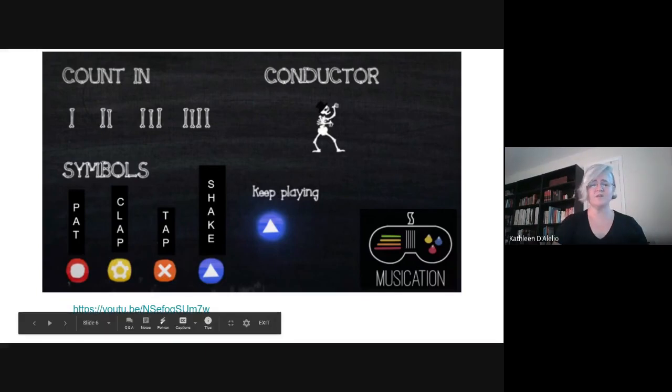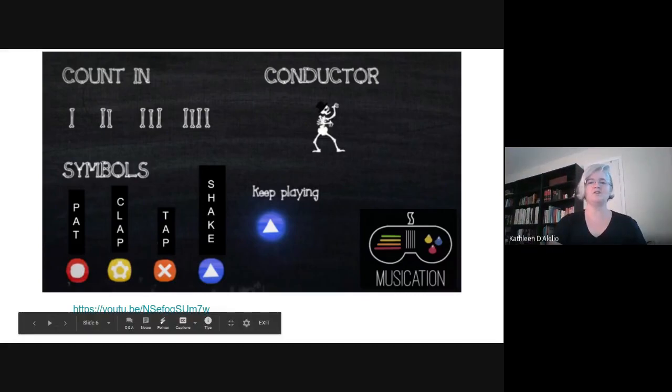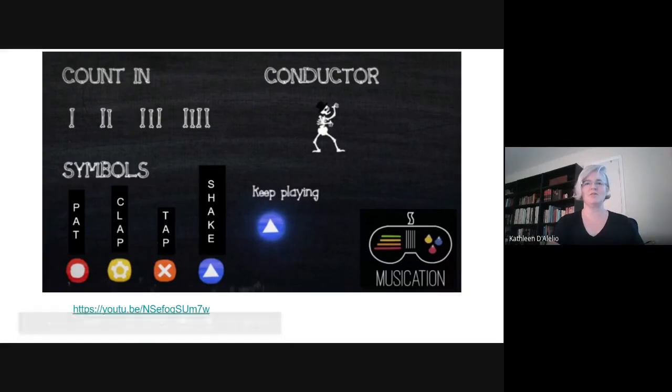If the skeleton jumps on orange, you're going to tap. And blue, you're going to shake. Okay, shake something. Lots of shaking. Here we go. Get ready to move to the music, please. You may stand if you're able.